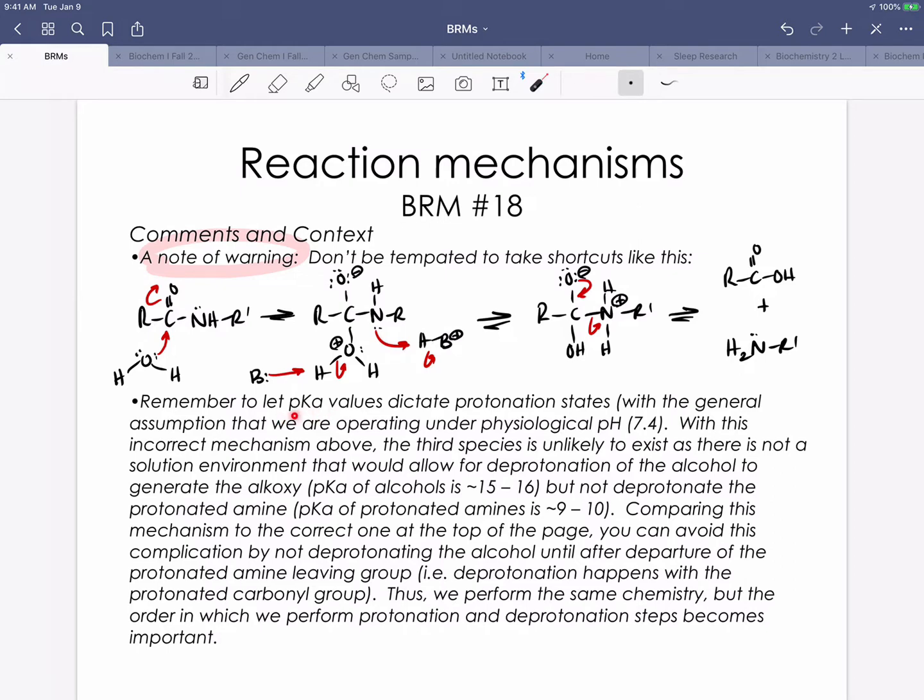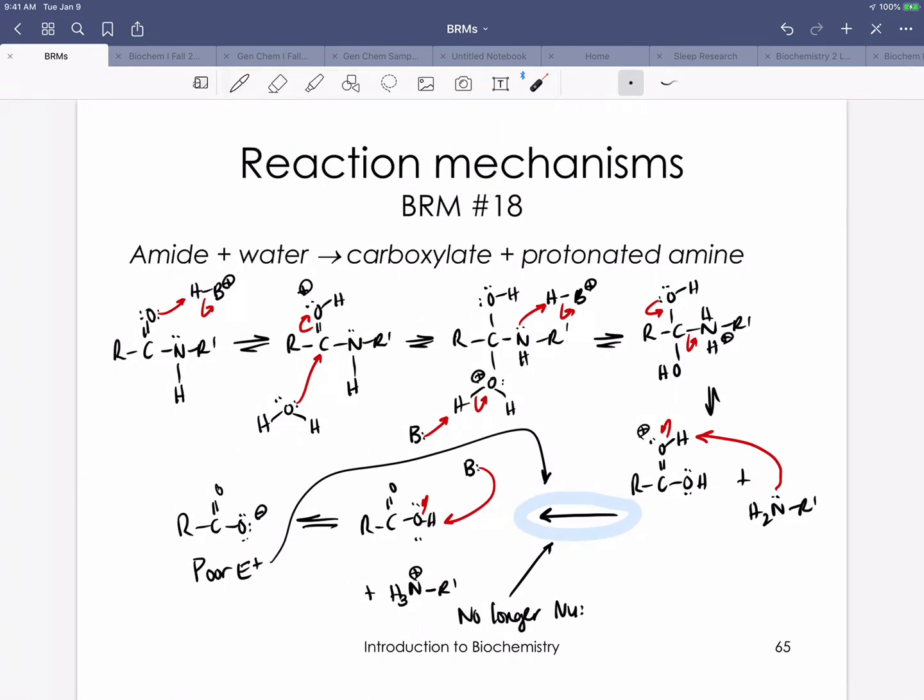And again, if we think about pKa values here, the pKa value for an alcohol would be around 15 to 16. So we're not likely to have an alkoxy group in this deprotonated state and not also have our amine be deprotonated. Remember, the pKa of protonated amines is around 9 to 10. So if this guy is going to be protonated, we are certainly in an acidic enough environment that this guy would also be protonated. So again, if we compare this to the correct mechanism that we just did on the previous slide, you can avoid this complication by making sure that we don't deprotonate the alcohol until after the amine group has departed.